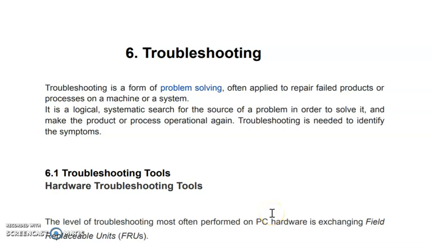Today we will start a new chapter, chapter number 6, about troubleshooting. Now, what is troubleshooting? Troubleshooting means suppose you have a computer system and it is giving some problems, and we have to solve these problems. That is troubleshooting.